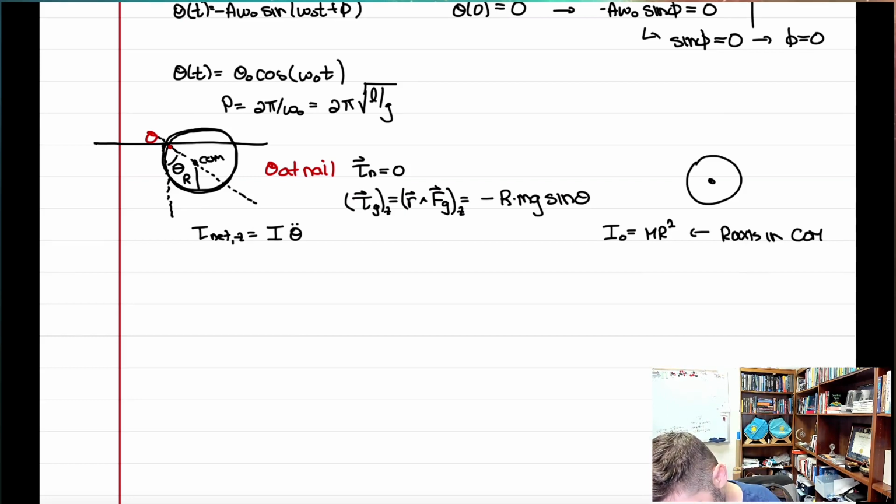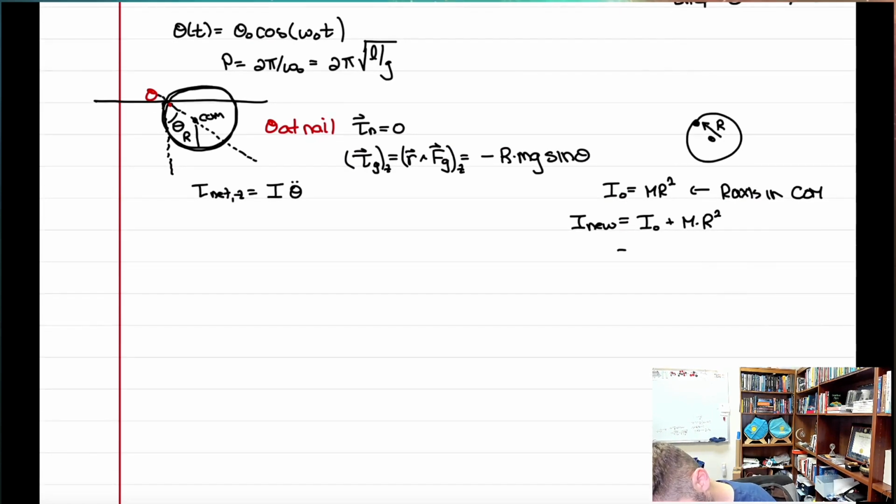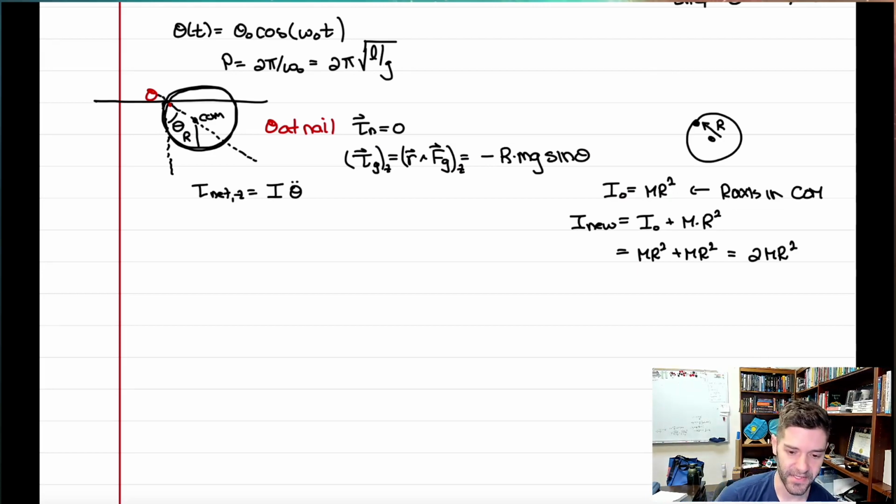However, the rotation axis is located here. It is parallel and displaced by a distance equal to the radius of the hoop. So we can use the parallel axis theorem. It looks like it's going to be the center of mass rotational inertia plus the total mass times the square of the displacement, which in this case is also the same thing as the center of mass rotational inertia. So the new rotational inertia is not mr squared, but 2mr squared.